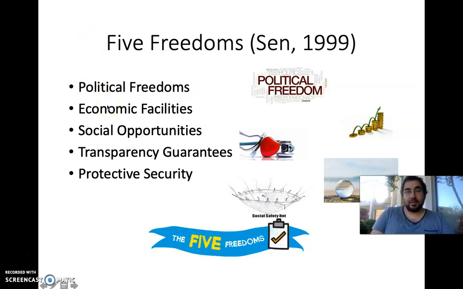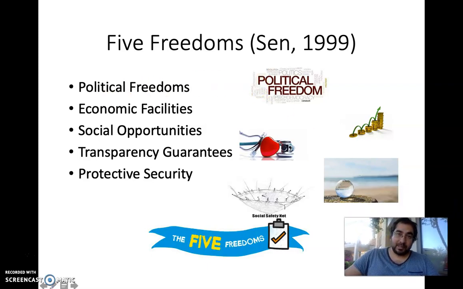Political freedoms, which I think is clear. Economic facilities, which means being economically active, economic freedoms, economic abilities, like building a company or working for a wage. Social opportunities, participating in social life, playing sport, art activities, things like that. Transparency guarantees, which means being able to see what will happen in the future to a reasonable degree. And protective security, being sure that we won't be... I will talk more on the last one in the next part.